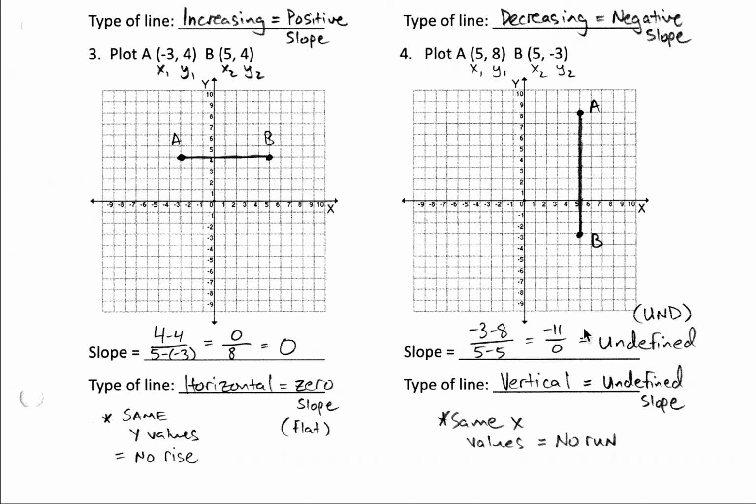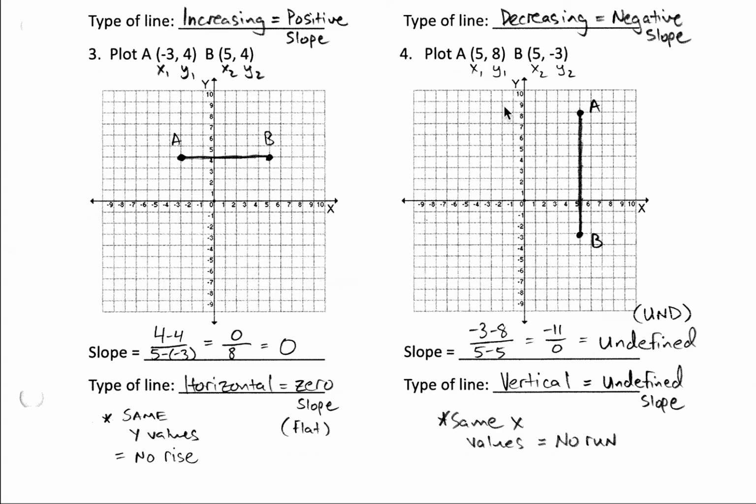And the reason it's undefined, if we try and calculate it using our formula, on the top we're going to subtract our y values, negative 3 minus 8. And on the bottom we're going to subtract our x values, 5 minus 5. Notice now that the bottom values or the x values are the same in the 2 coordinates. If we subtract them we get a value of 0. And since 0 is in the bottom or the denominator of our ratio, that's represented using division. So negative 11 divided by 0 is an error on your calculator if you try it. And we say it's an undefined slope. We can shorten that to UND.